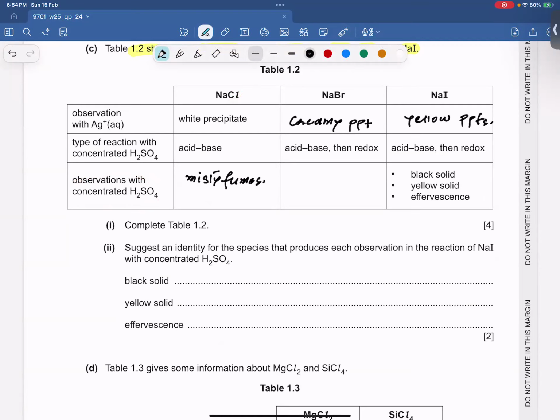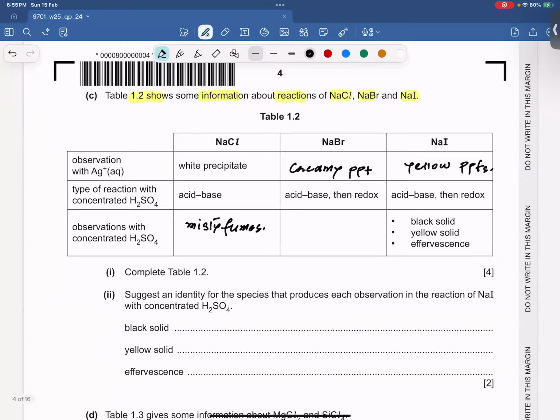With NaBr, let me write down the equation first. When sodium bromide is treated with concentrated sulfuric acid, initially it will turn to sodium hydrogen sulfate and misty fumes of HBr. Now this misty fumes of HBr is further treated with concentrated H2SO4, and as a result bromine is given off, which shows red brown color, along with sulfur dioxide and water.